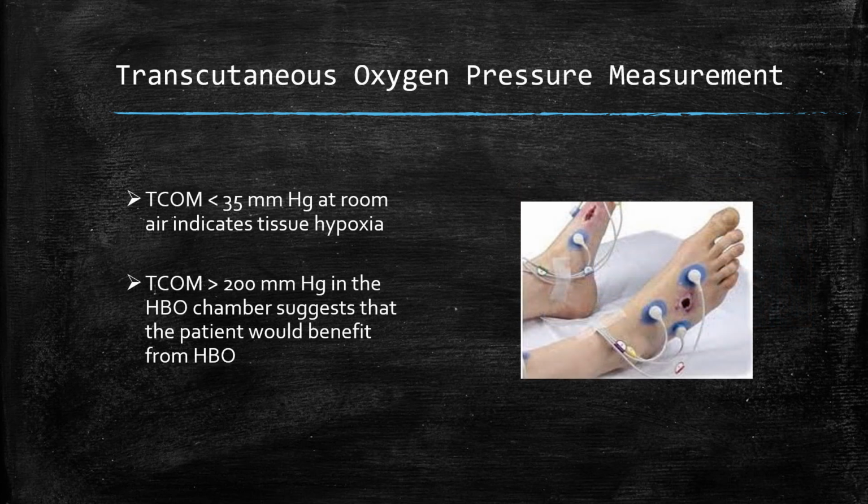An essential component of the HBO evaluation is the transcutaneous oxygen pressure measurement, better known as TCOM. In this test, sensors are placed adjacent to the wound. The TCOM is first measured at room air, and a value of less than 35 millimeters of mercury indicates tissue hypoxia. The patient is then placed in the hyperbaric chamber and the TCOM measurement repeated. A value greater than 200 millimeters of mercury in the chamber suggests that the patient would benefit from HBO treatments.